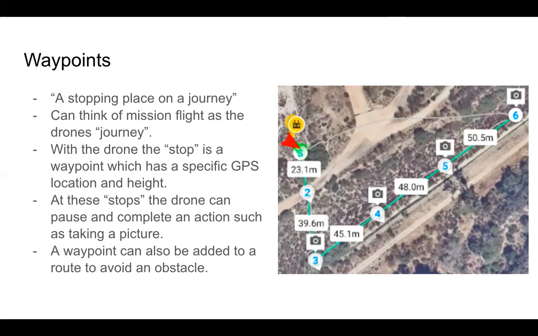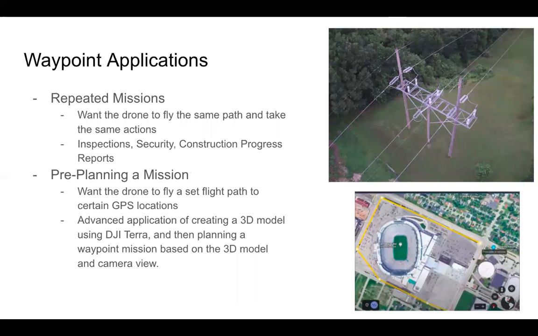And even if you don't necessarily add an action at the waypoint, such as taking a photo, it's important to plan the route correctly and avoid obstacles. Some applications for waypoints, the first one being repeated missions in inspection, security, construction. All of these would potentially require the drone to be flying to the same location and taking the same photo or video.